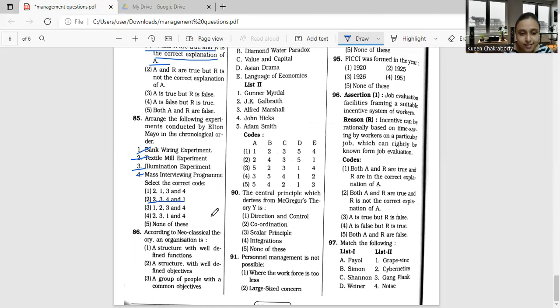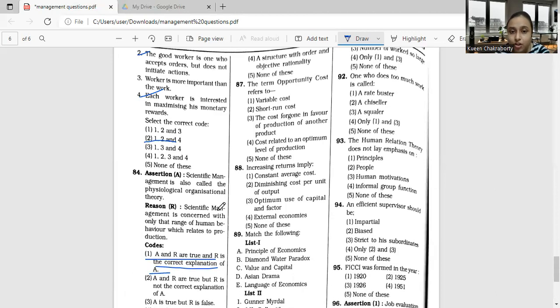Moving on to question number 86. According to neoclassical theory, an organization is a structure with well-defined functions, a structure with well-defined objectives, a group of people with a common objective, or a structure with order and objective rationality, or none of this. Which will be the correct answer? So moving on to this answer, what is neoclassical theory? See, neoclassical theory, or human relations theory, was built on the base of classical theory.